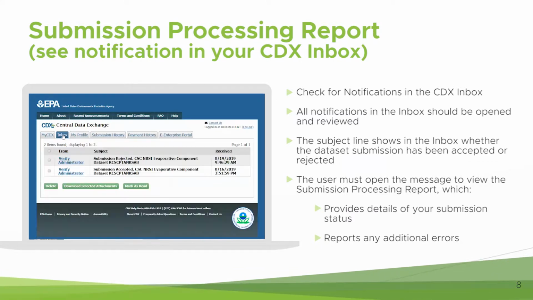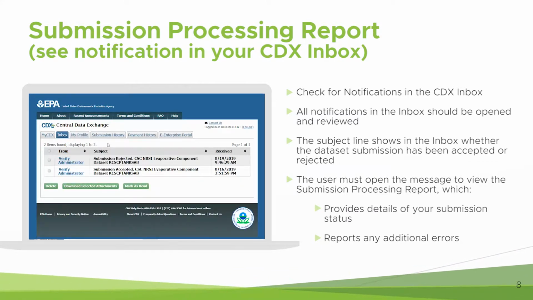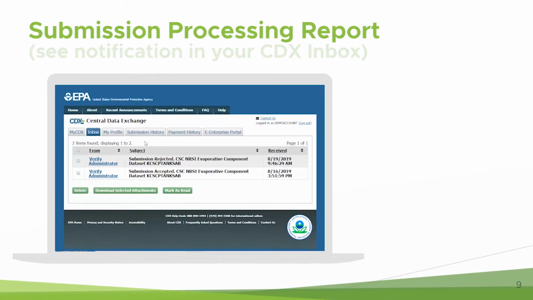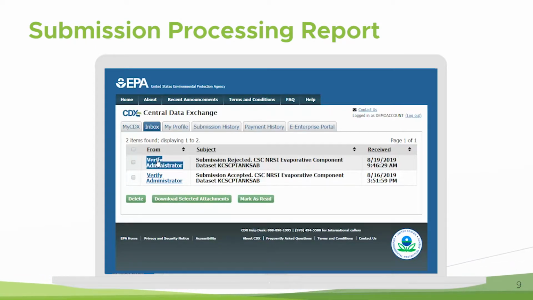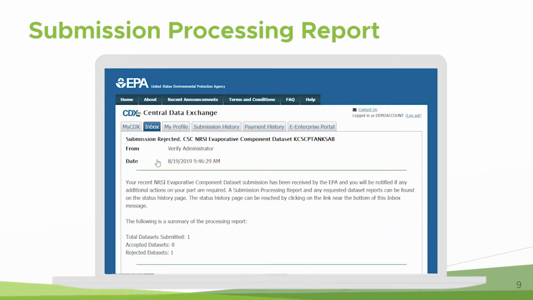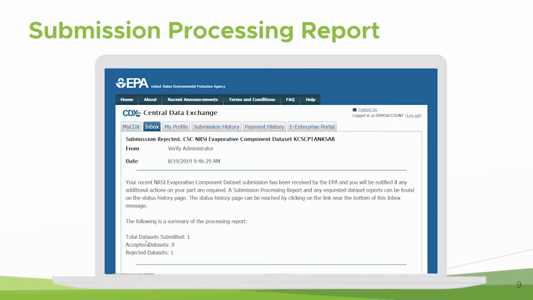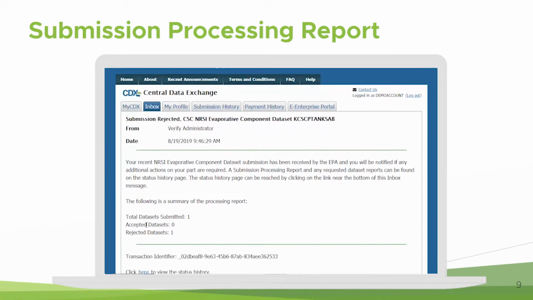See the Submission Processing Report to review any additional errors. You will see the statement that your recent dataset submission has been received by the EPA, and you will be notified if any additional actions on your part are required. A Submission Processing Report and any requested dataset reports can be found on the Status History page. The Submission Status History page can be reached by clicking on the link near the bottom of this inbox message.